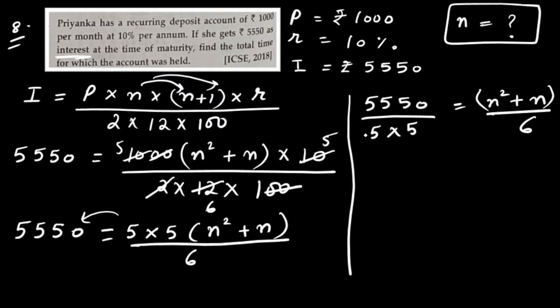Here let's do cancellation. 5 into 1, again 1, 1, 0. Again with this 5 also let's do cancellation. 5 into 2 is 10.